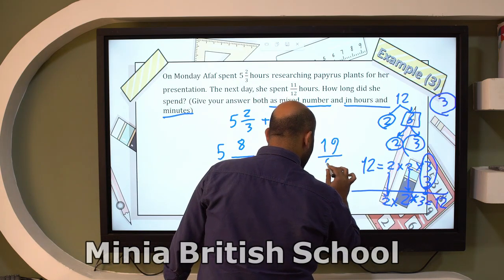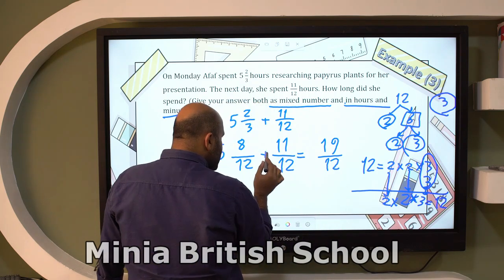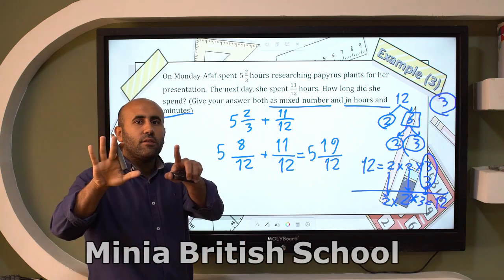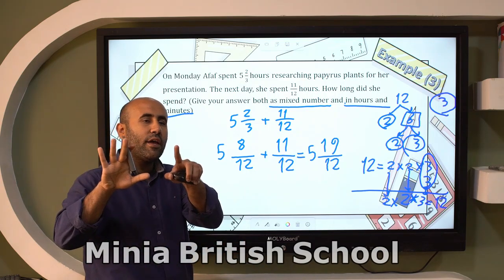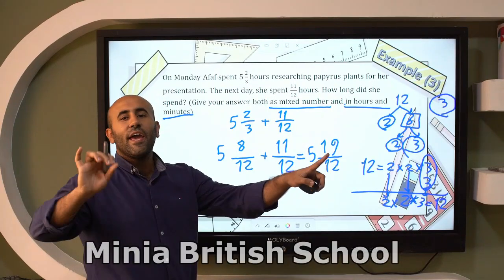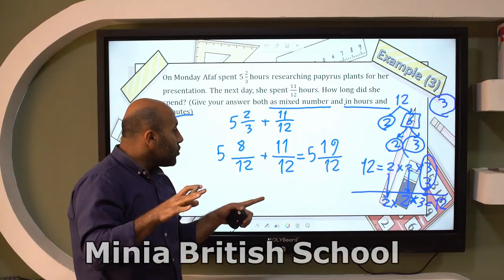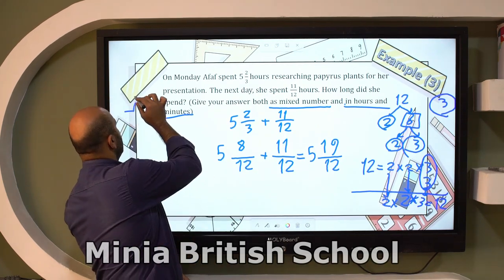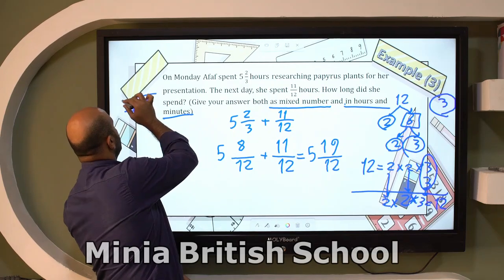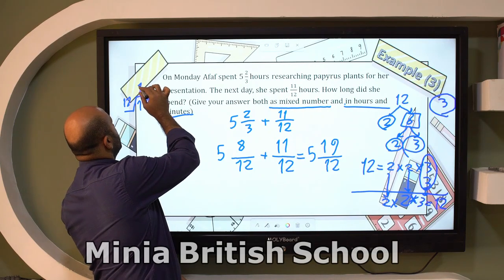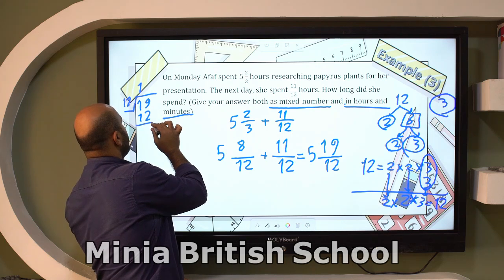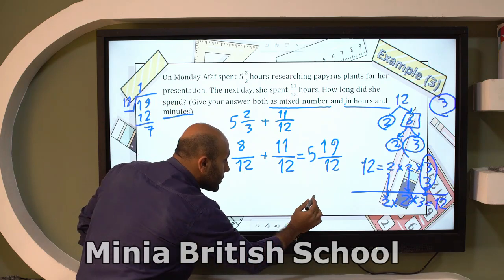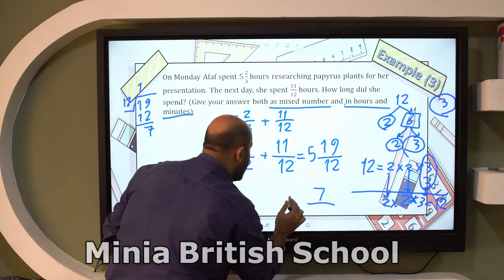And the denominator is still as it is. And the 5 plus nothing equals 5. Drop the 5 as it is. But wait, this is a mixed number with an improper fraction, and I have to make this fraction a proper fraction. So I will divide 19 by 12. 1 times 12 equals 12. Let's subtract them, equals 7. As we all know, the remainder is the numerator, 7. The denominator is still the same.